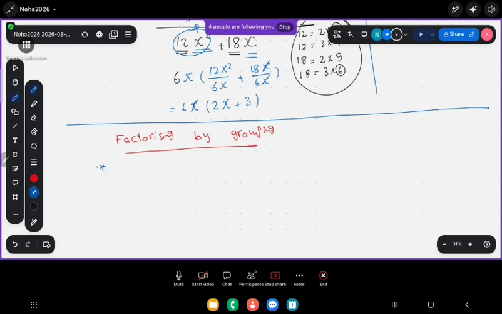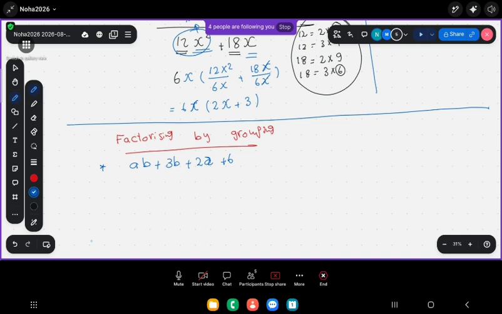Here, sometimes you won't find one common factor for the whole expression. For example, if we have AB plus 3B plus 2A plus 6. There are four terms, and they do not share a common factor. So I can't take out a common factor from all of them, right? Can we take one factor from all four terms? No, I can't.